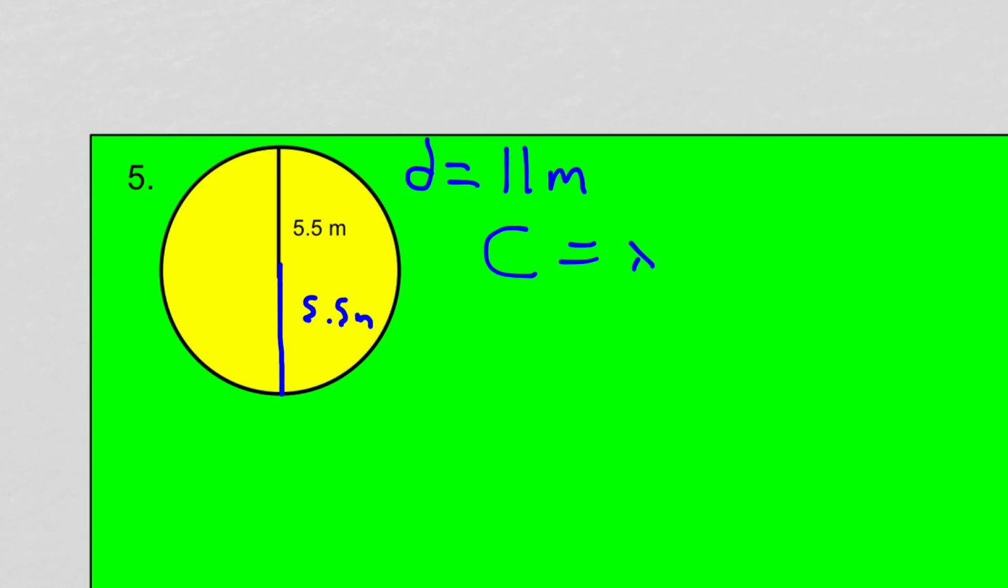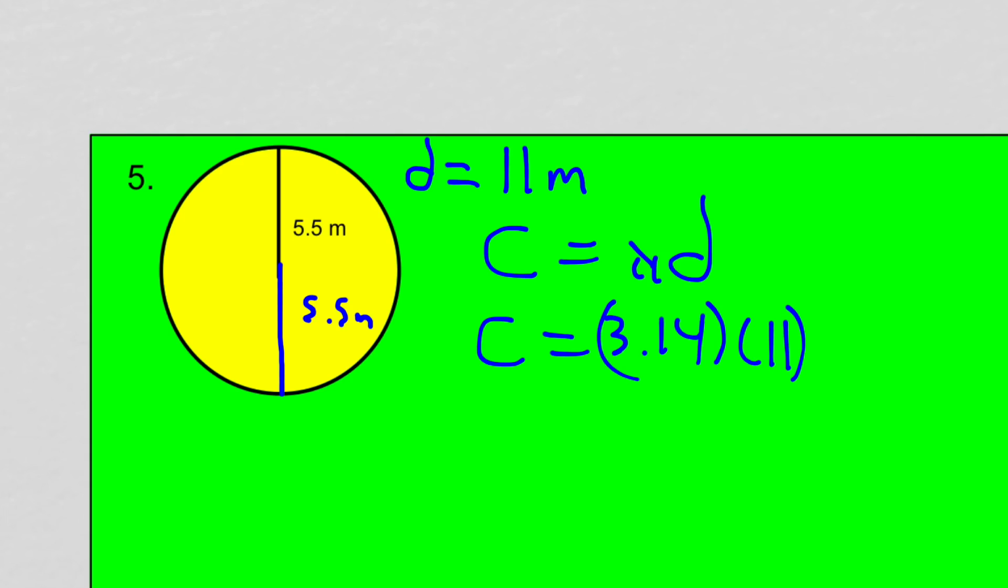Circumference equals pi times diameter. Circumference equals 3.14 times 11. Circumference equals. When we do that calculation, we get the circumference of this circle is 34 and 54/100 meters. That is the distance around this circle. We call that the circumference.